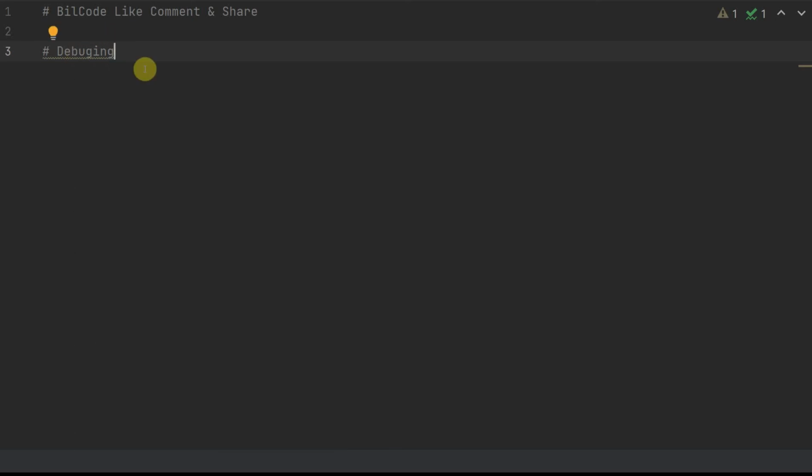So what is debugging? We'll cover three different kinds of error in this one. One is called zero division error. The other one is called syntax error. And the last one is called name error.